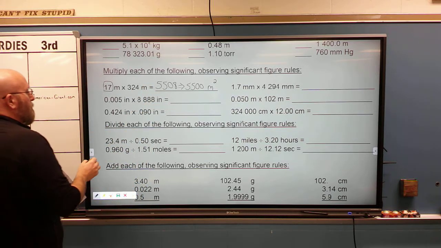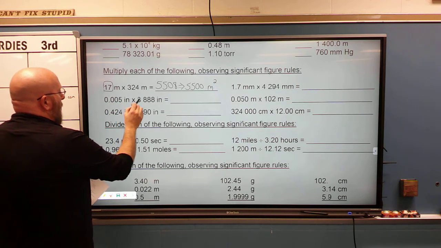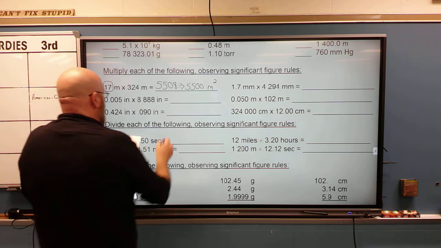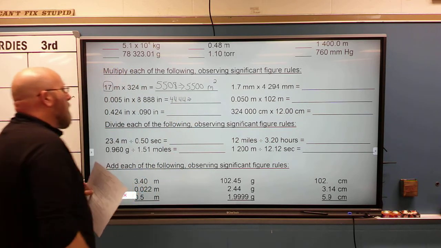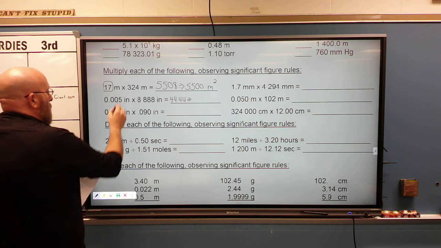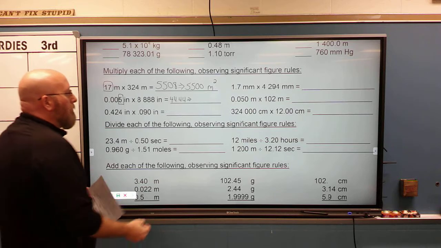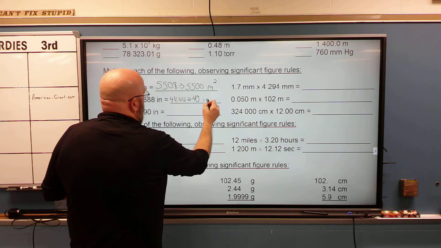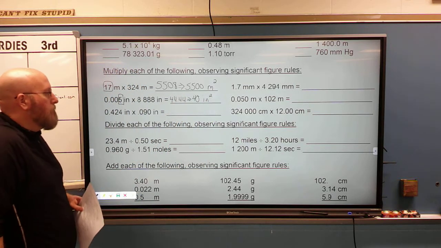All right, the second one, 0.005 inches times 8,888 inches. You put it in the calculator, you get 44.44. Okay? Now again, fewest sig figs. This one only has 1. So your answer is going to have to be 40 square inches. Again, only 1 significant figure right there.